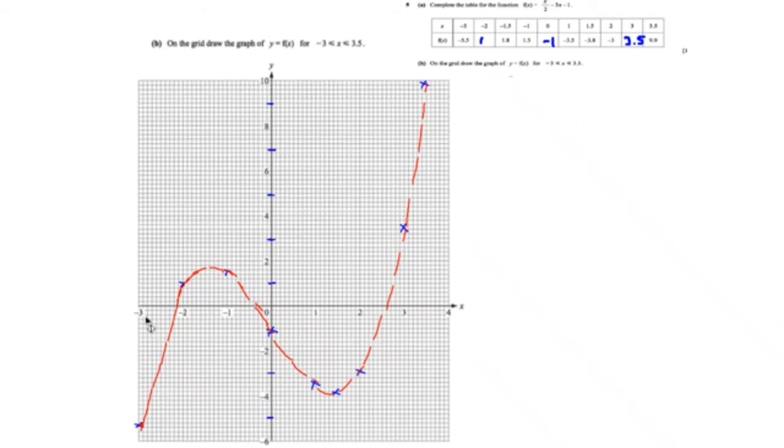When x is minus 3, that is going to be minus 5.5. When x is minus 2, we've got 1. And we basically get this kind of shape here, which is what we would expect for some kind of cubic equation, so something with an x cubed in it. So there we go, we've got our graph plotted.